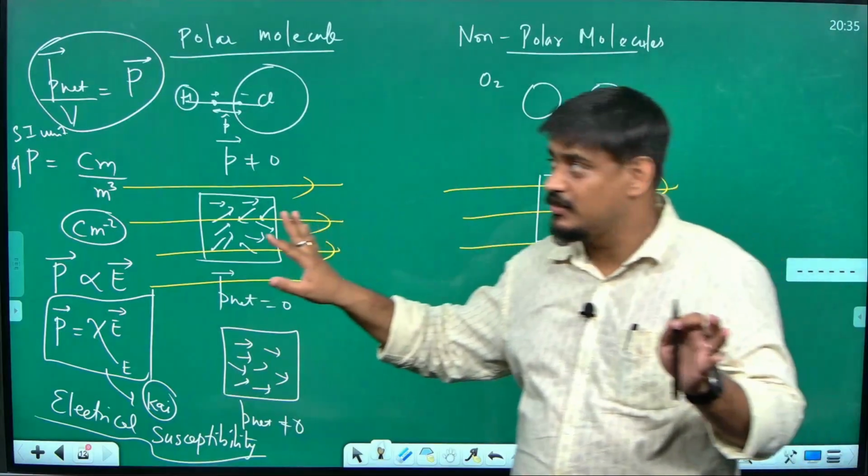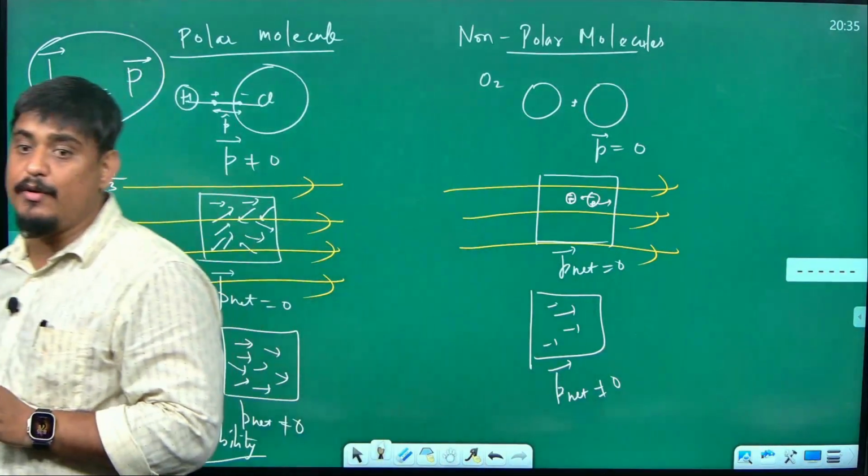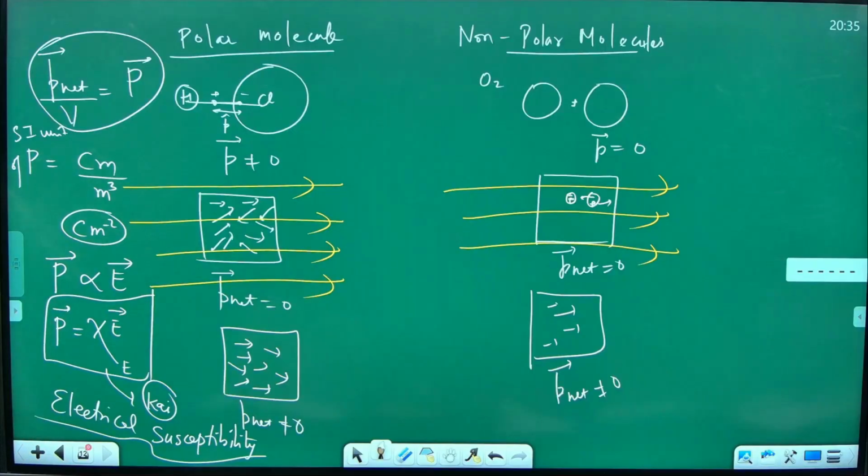I will repeat. Dipole moment per unit volume is called polarization. Polarization is proportional to electric field. So polarization will become equal to a constant times electric field. That constant is called electrical susceptibility, which is defined as polarization per unit electric field.